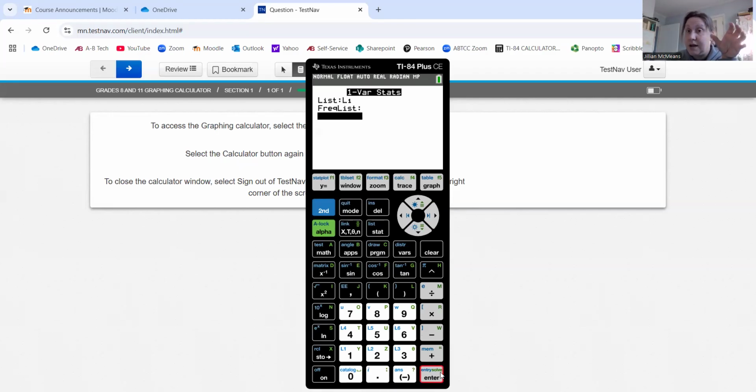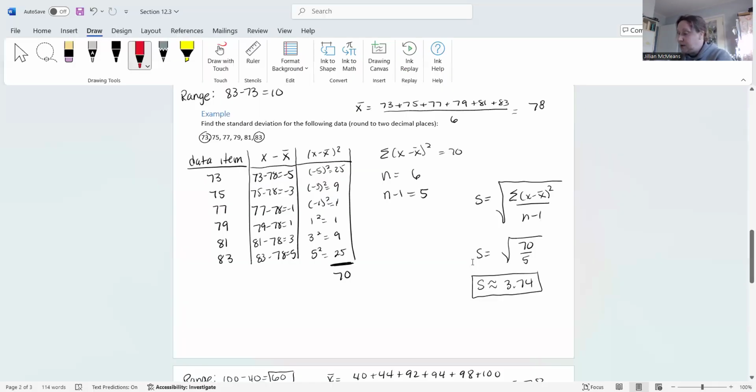Once calculate is highlighted and you hit enter, it's going to actually spit out the data. Notice here it says X bar is 78. And then if we skip the next two, the sum of the x's we don't worry about, the sum of x squared we don't worry about. Instead, we want to look at Sx. And if we round to 2 decimal places, we get 3.74, which is exactly what we got when we did this by hand. So notice we had the mean correct and we had the standard deviation correct.